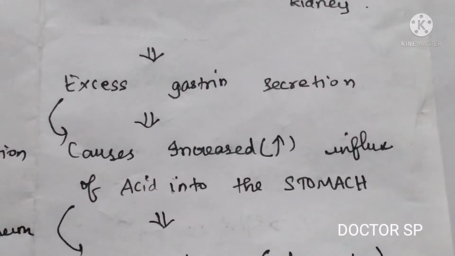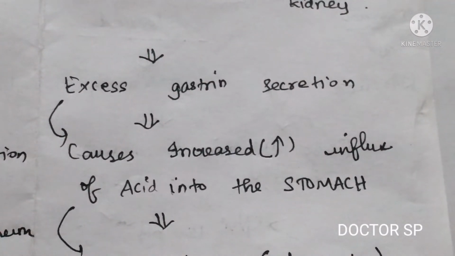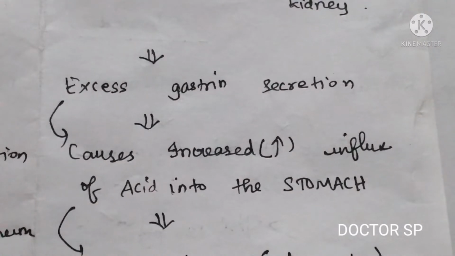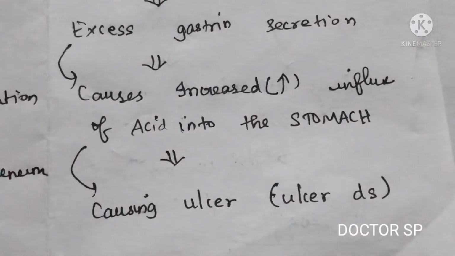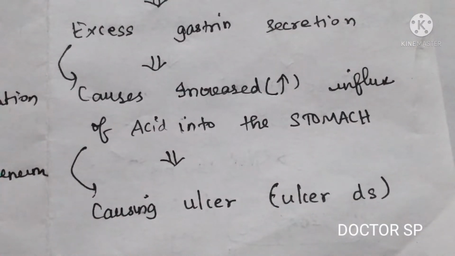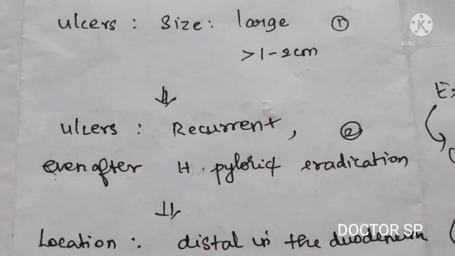What does it cause? This tumor causes excess gastrin secretion that causes increased influx of acid into the stomach. This too much acid in the stomach causes ulcers. Typically these ulcers are larger in size and even recurrent after H. pylori eradication.